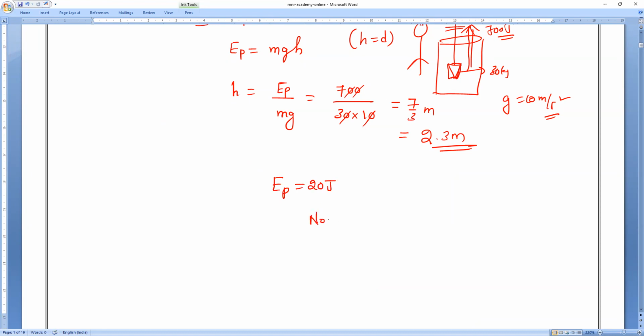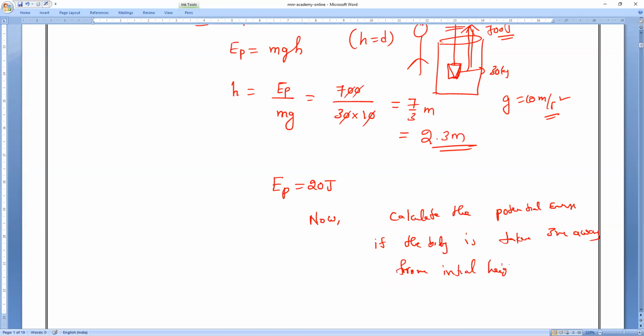Now, the question is, calculate the potential energy if the body is taken 3 meters away from the initial height. Do you all understand what I'm saying? Question understanding is very important. I hope you all understand, everybody. Clear?